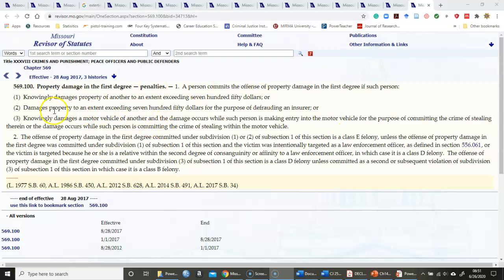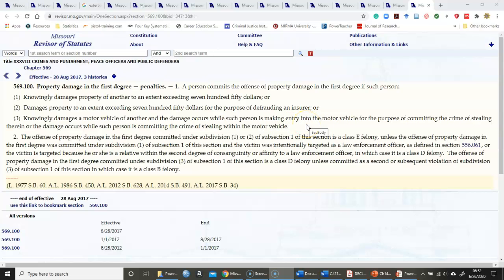So when we look at our statutes, again, it's like other crimes, broken down to degrees. Knowingly damages property of another to an extent exceeding $750. If they're trying to defraud an insurer, knowingly damages a motor vehicle of another, and the damage occurs while such person is making entry into the motor vehicle for the purpose of committing the crime of stealing. So somebody is trying to get into a car and they break a window.